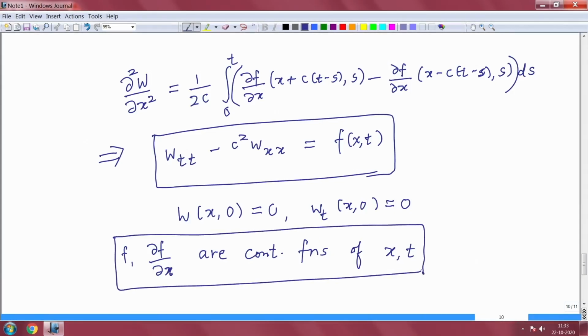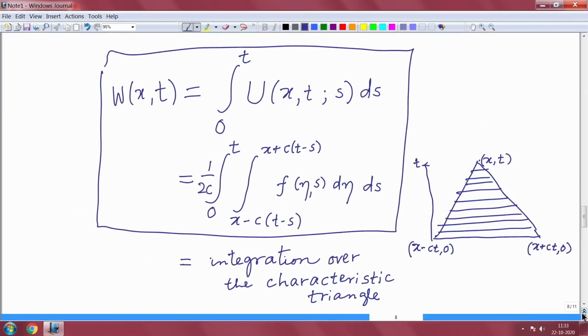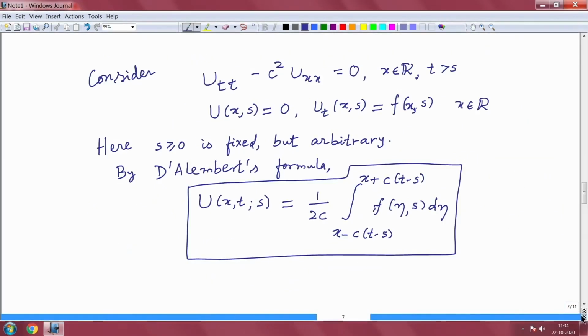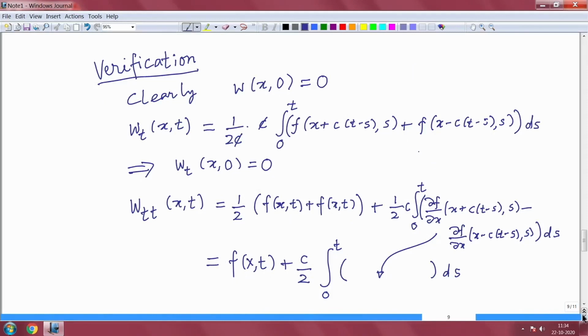With this hypothesis, we can write down the solution of the inhomogeneous problem. This is the thing finally you would like to do. So this is problem 4. One part comes from D'Alembert's formula and another part comes from Duhamel's principle. So now you can write down the complete solution for equation 4.